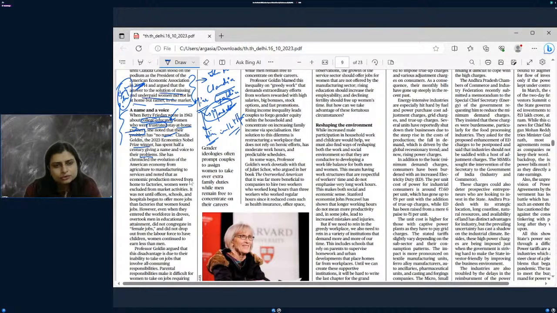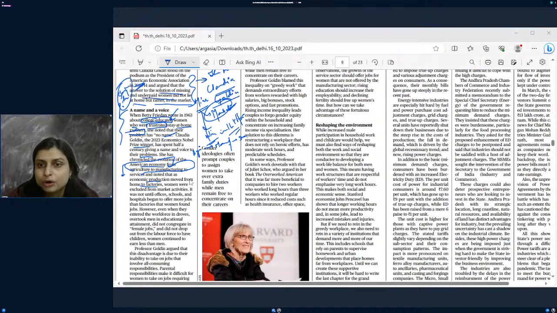She has chronicled the evolution of the American economy from agriculture to manufacturing to service oriented. Now, we are all aware of how the economic transformation is happening from agriculture to manufacturing to the service sector, and she noted that as economic production moved from home to factories, women were excluded from market activities. That means Claudia Goldin was of the opinion that as economic production shifted from home to industries, the participation of women declined.